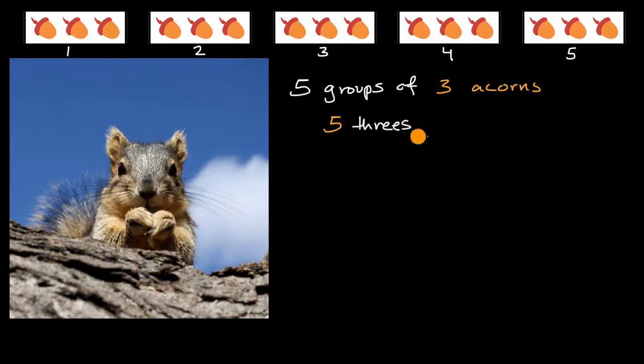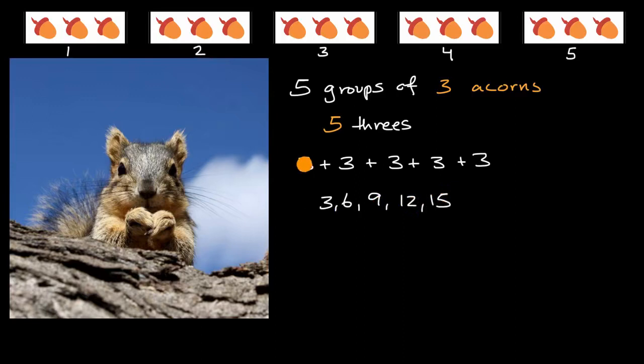Now 5 threes, you could view this as 5 threes added together, 3 plus 3 plus 3 plus 3 plus 3. And if you wanted to calculate this, you could skip count by 3. So this would be 3, 6, 9, 12, 15. Because we add 3, we get to 6. We add another 3, we get to 9. We add another 3, we get to 12. We add another 3, we get to 15. And so this would be a way of recognizing that you have 15 acorns.